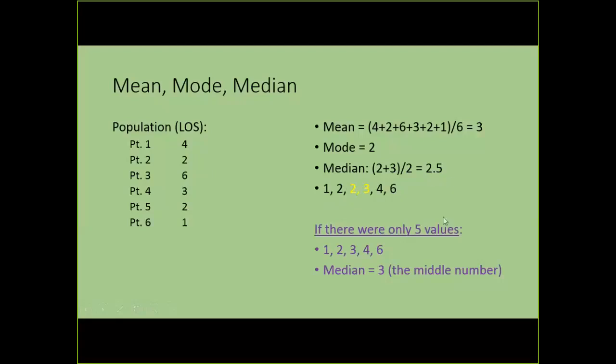If we only had 5 patients and they had lengths of stay of 1, 2, 3, 4, and 6, then the median would be the middle number. No need to add and divide.